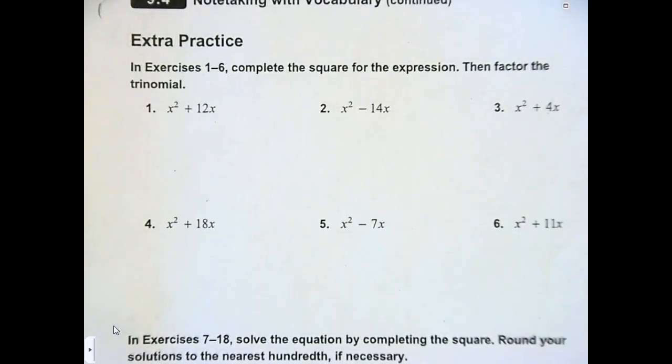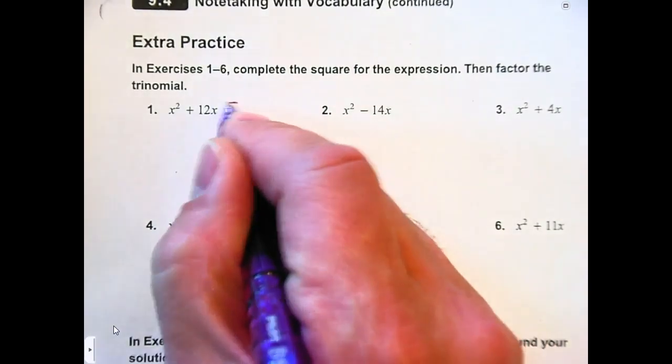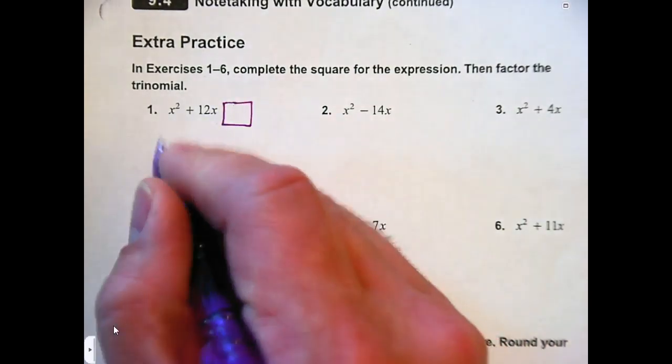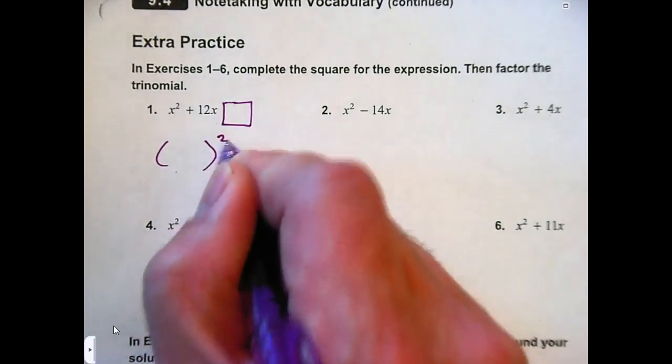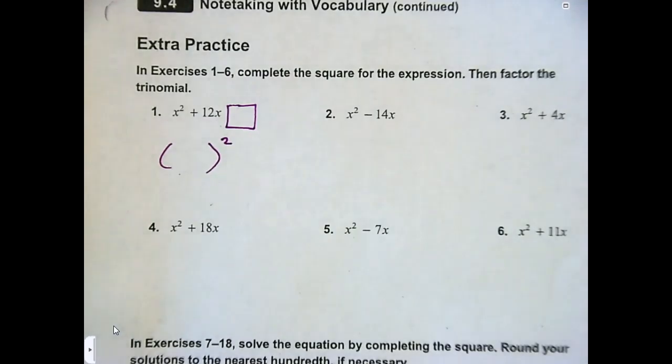Quiet please. 294. I want you to complete the square. That means figure out what goes here. That would be completing the square. And factoring it means you're figuring out what the binomial is. Okay? Go ahead and finish that up. Go ahead and try number 1 and 4.